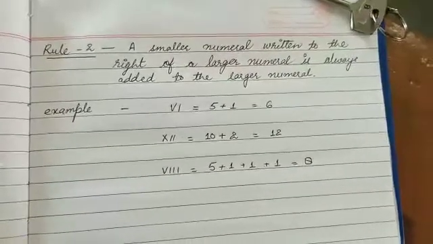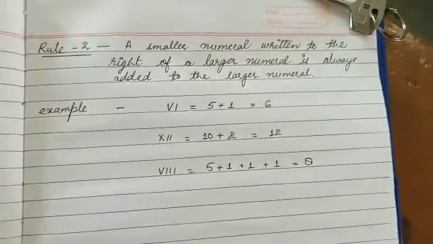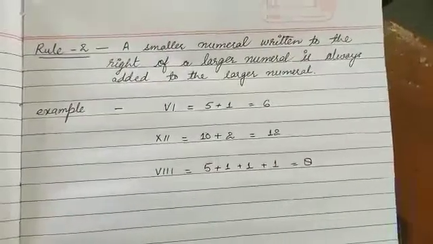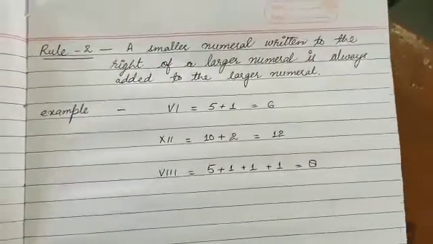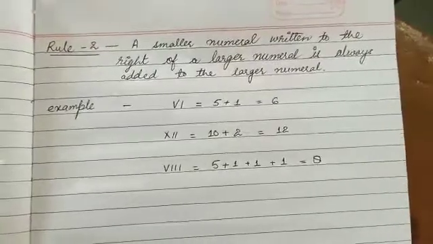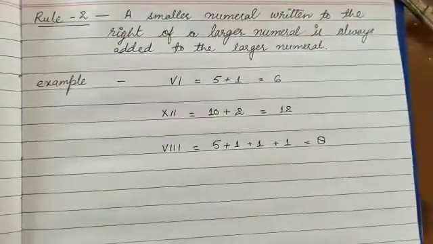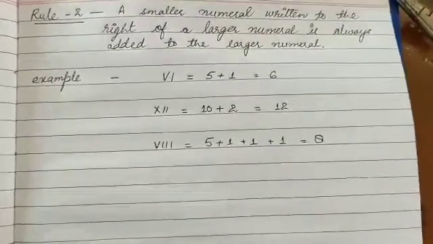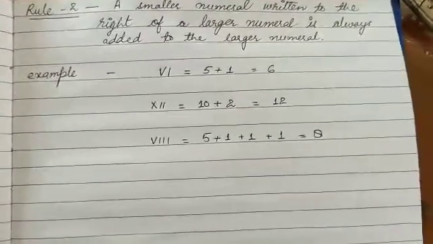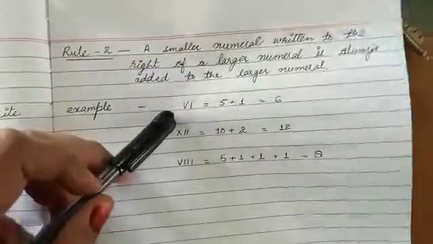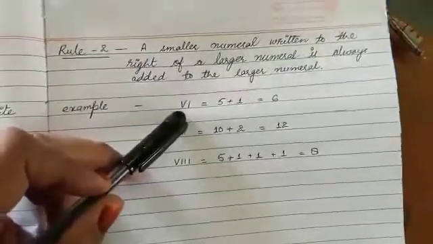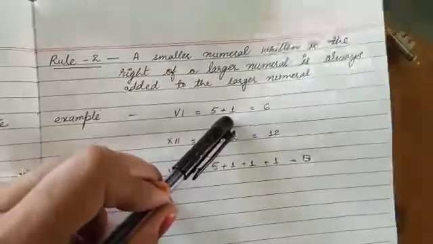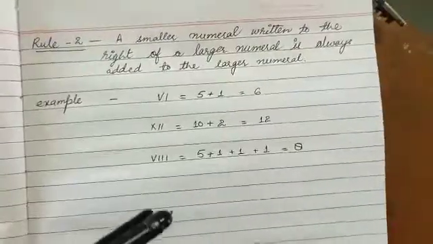Rule number 2. Rule number 2 states that a smaller numeral written to the right of a larger numeral is always added to the larger numeral. Whenever we write a smaller numeral next to a larger numeral, it will be added to the larger numeral. In the example, I have written V and I, that is 5 plus 1 is equal to 6.